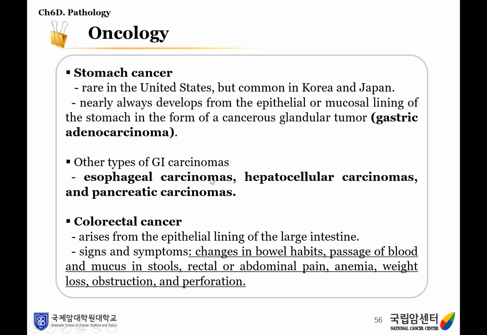Oncology, stomach cancer. As for the oncology of the GI system, in Korea, stomach cancer is very, very common, but this is rare in the United States, in the Western countries. Mostly, gastric adenocarcinoma is the most common form. And also there are other types of GI carcinomas: esophageal cancer, hepatocellular cancer, and pancreatic cancer. Carcinomas are cancer. And colorectal cancer arises from the epithelial lining of the large intestine.